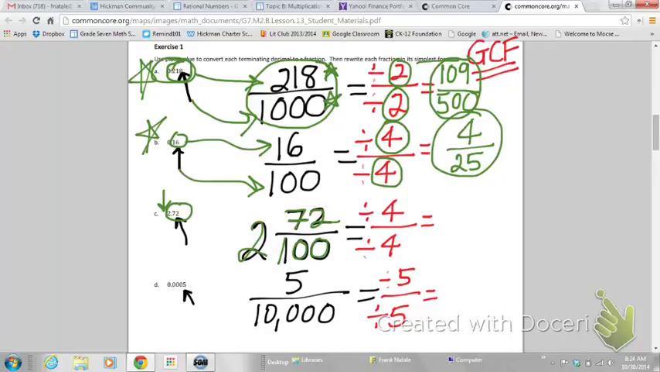If I do the division there, I can never forget my whole portion first, because this is a mixed number we're creating. 2 and 18/25, because I am dividing 72 by 4 and then 100 by 4, and that's what I get. I can tell that 18 and 25 do not have a common factor.